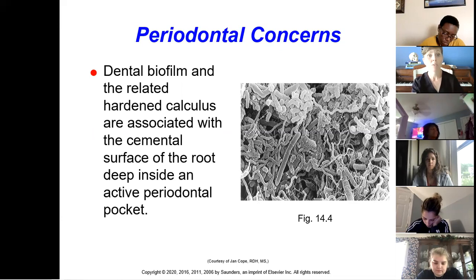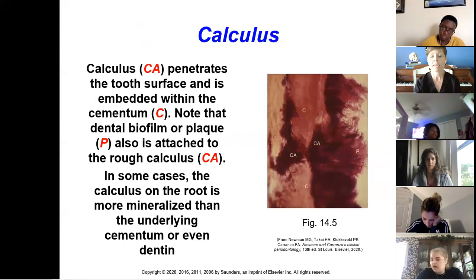Biofilm and related hardened calculus are associated with the cemental surface of the root deep inside an active periodontal pocket. And then calculus. This is all calculus here. You can see that this is the cementum, and this is really microscopic. This is really deep. Biofilm and plaque, which is the P.